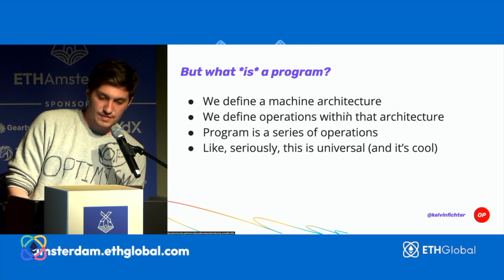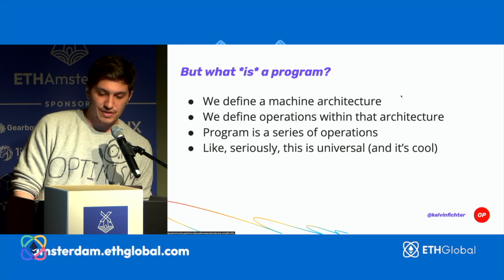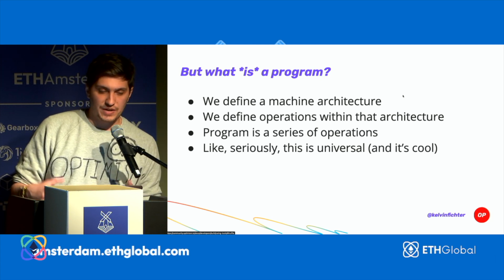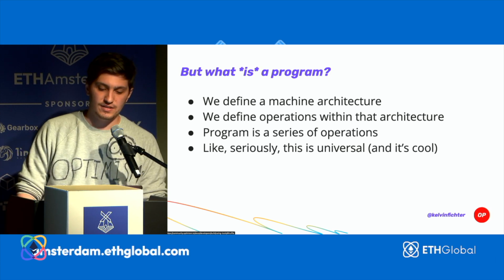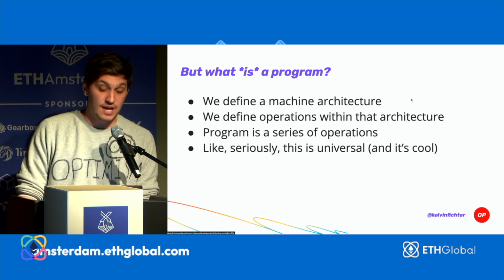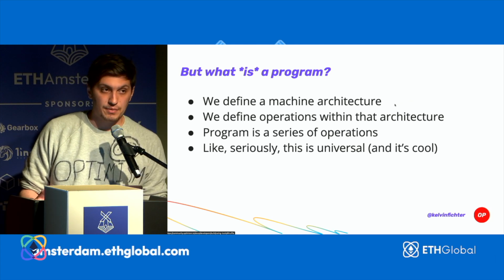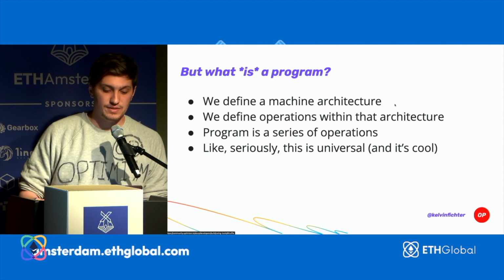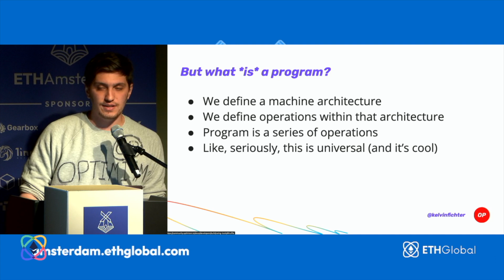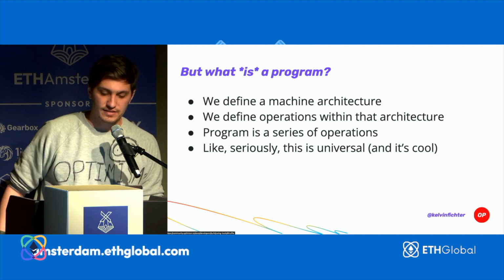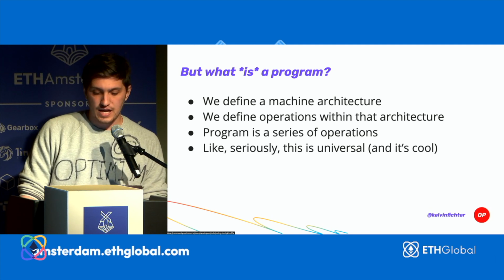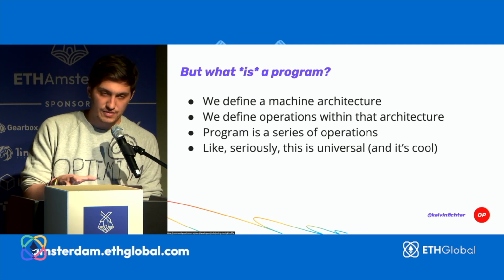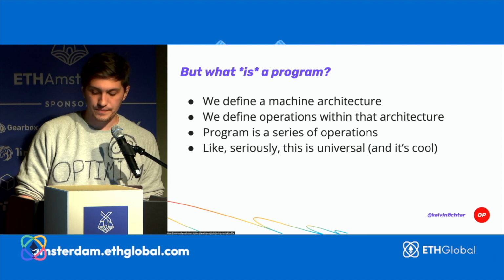And then, more generally, what is a program? Because it's important. We have a machine architecture. It can be whatever we want. It can be like x86, or it can be something even simpler. Or it can be the EVM. And then we define operations within that architecture. So essentially, we have opcodes, right? The EVM has a bunch of opcodes, x86 has opcodes, and it's a series of operations, right? And this is universal. This is sort of what a program fundamentally is.